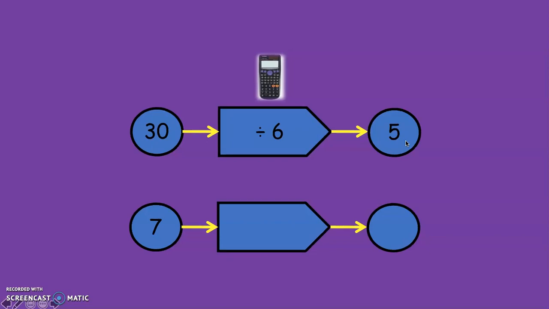Okay. This time we've got 7 and 63. So how did I go from 7 to 63? So think about your 7 times tables, a wee hint, to get to 63. Yeah, I'd need to multiply by 9. 7 lots of 9 gives me 63.